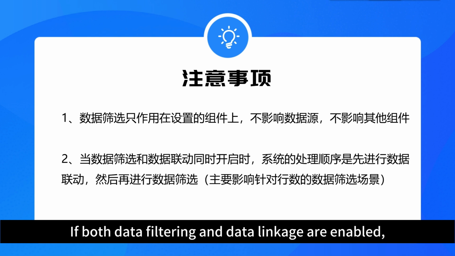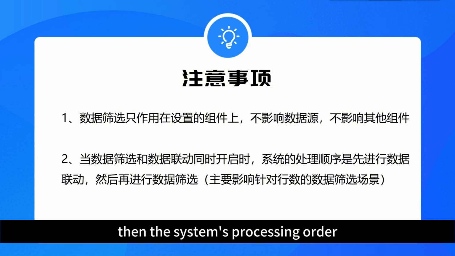If both data filtering and data linkage are enabled, then the system's processing order is that data linkage will be processed first, and then data filtering. This mainly affects the data filtering scenario of rows. Next, we will demonstrate the settings of data filtering.